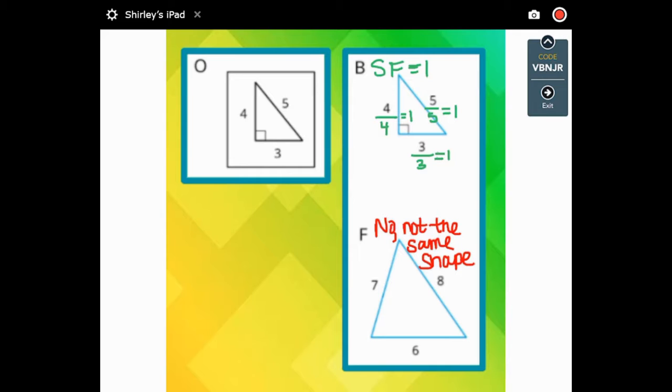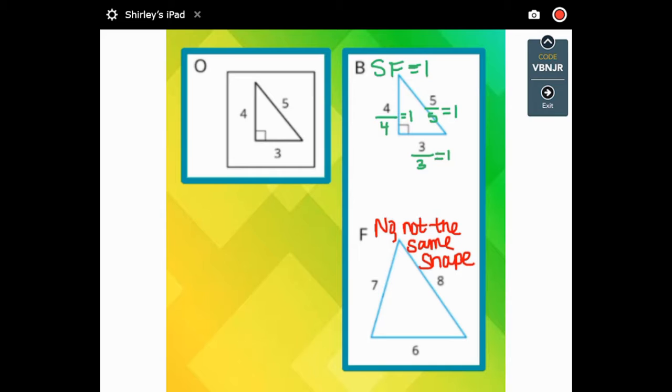So that means take my corresponding sides. So again, my diagonal side lengths, they're in the same space, so they correspond. So I'm dividing all of my corresponding side lengths. Notice that that's what I did with triangle B and triangle O. And when I divided all of those lengths out, I got the same number.